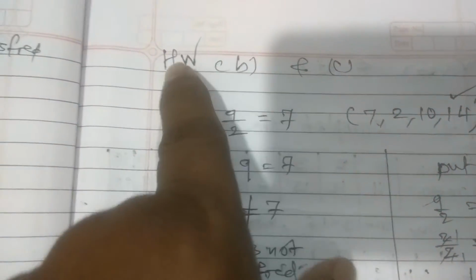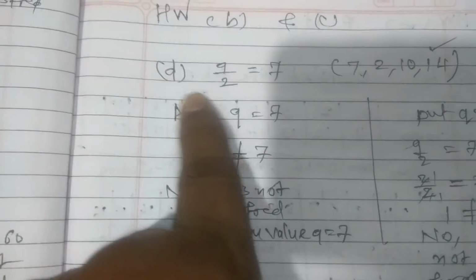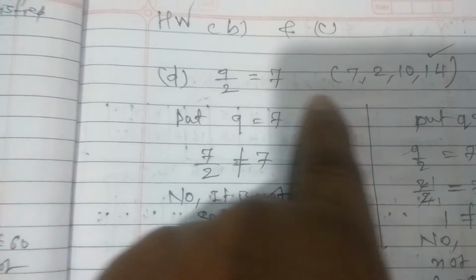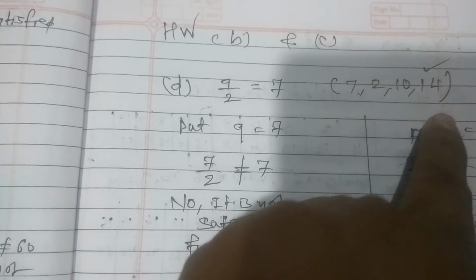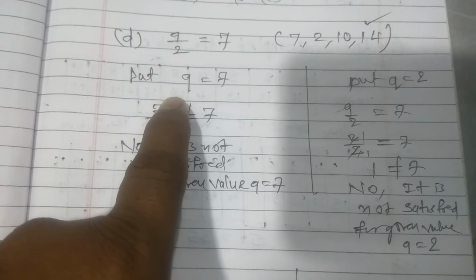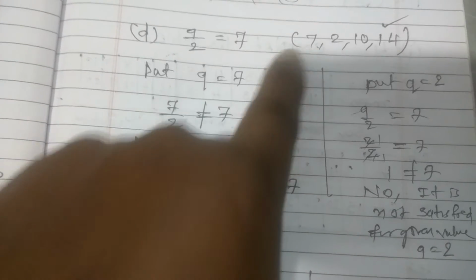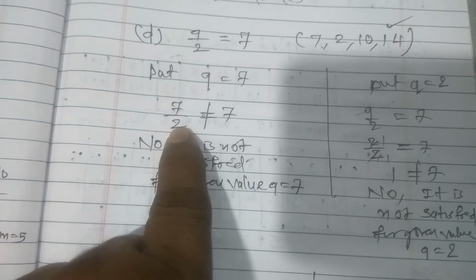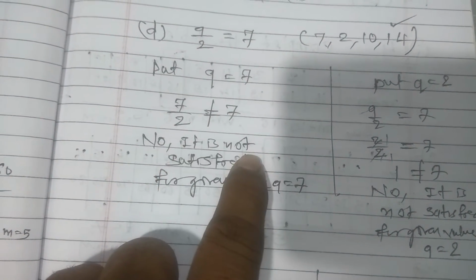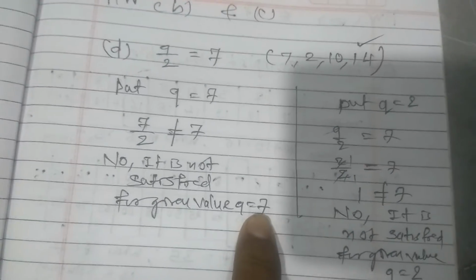Now B and C are homework for you, you can do it this way. Now D: q upon 2 equal to 7. Four values are given. Now take each value and see whether LHS equals RHS or not. q equal to 7: 7 upon 2 is not equal to 7. So it is not satisfied for the given value q equal to 7.